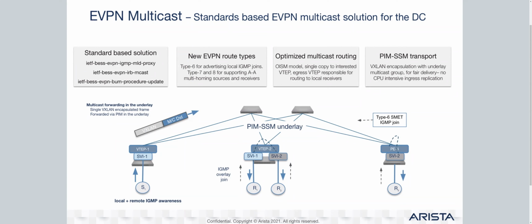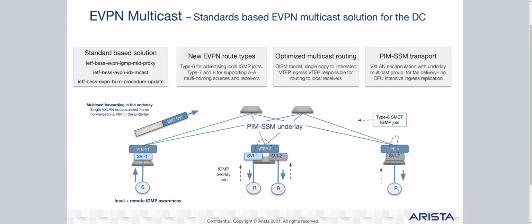But when we do the VXLAN encapsulation, we're going to encapsulate it with a multicast destination, which is in the underlay, and that's where the PIM comes into play, right? And the reason we do that is that it allows us to deliver the multicast across multiple VTEPs in a fair manner, right? So we'll talk a little bit more detail on this.